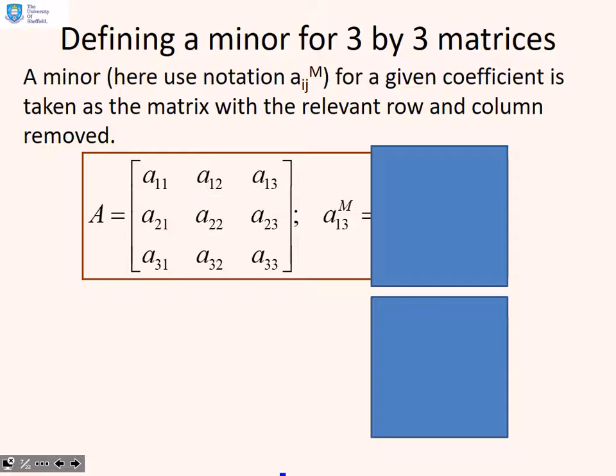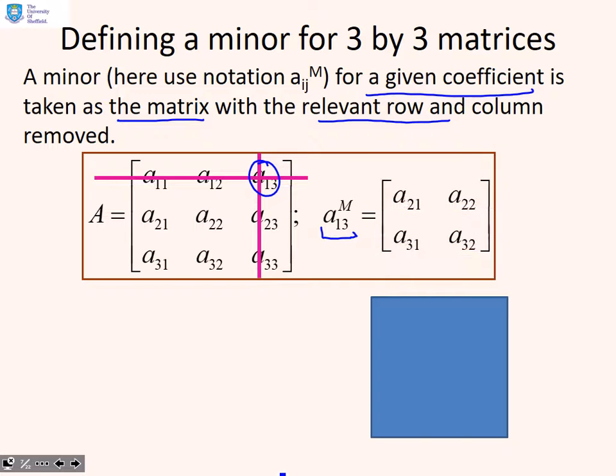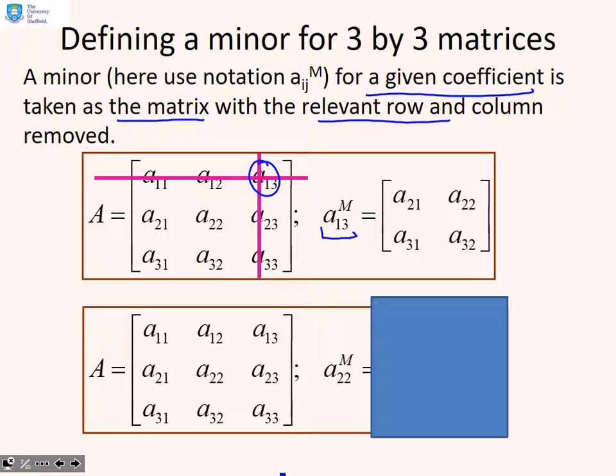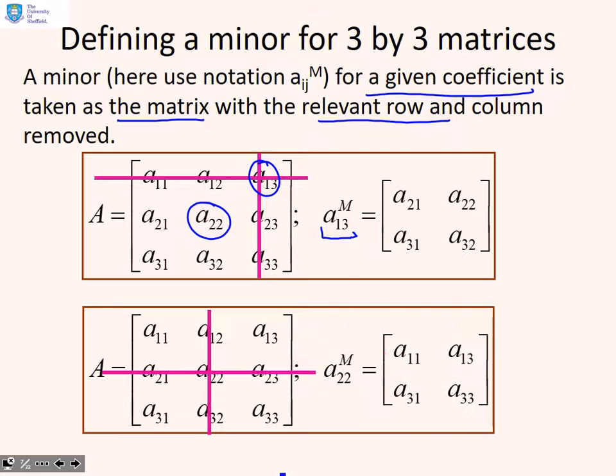So defining a minor, and here for a 3 by 3 matrix. A minor for a given coefficient is taken as the matrix with the relevant row and column removed. So let's have a look at finding A13. A13 is this coefficient here. So I take out the column that A13 is in, I take out the row that it's in, and the matrix that's left is the minor A13. What if I want to do A22? Well, A22 is this one here, so I take out the row that A22 is in, the column that A22 is in, and the matrix that's left is the minor for 2, 2.